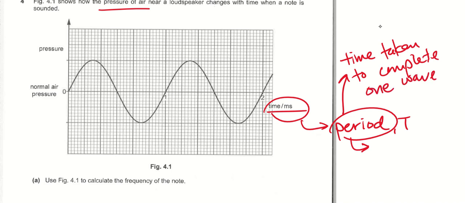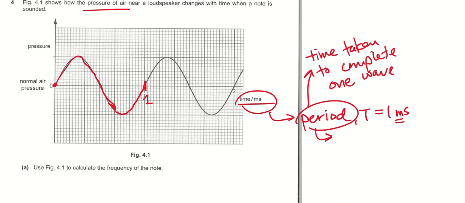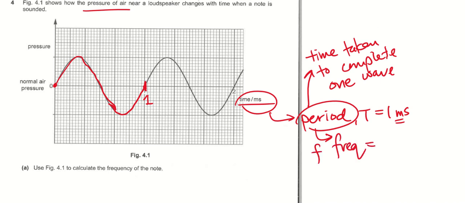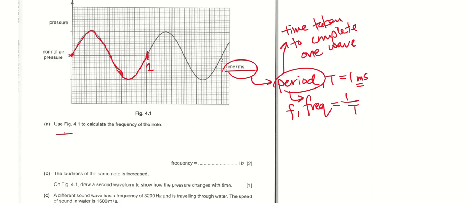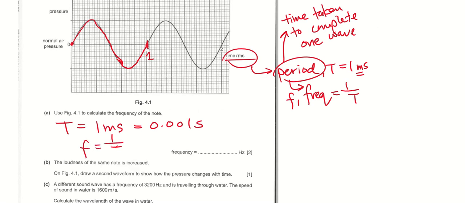Okay, so if I start from here, 0, then this will be one complete wave. Okay, so it is 1 millisecond. Therefore, the period is 1 millisecond. Take note of the milli, right? So how can you find frequency? Frequency will then be F, which is frequency, will be 1 over period. Okay, so since I have my period T to be 1 millisecond, which is 0.001 seconds, frequency is 1 over period, therefore it is 1 over 0.001, which then is equals to 1000 hertz.